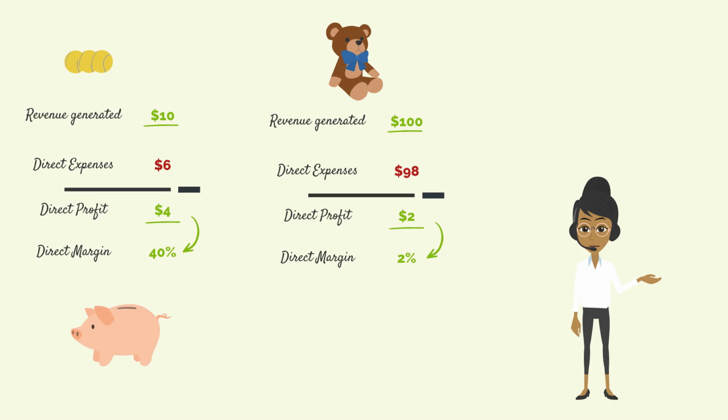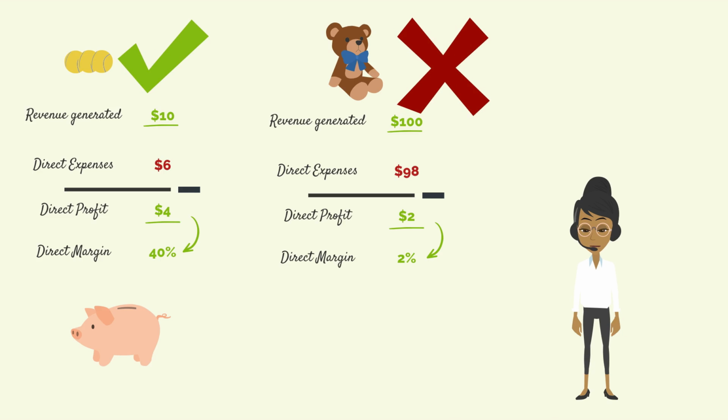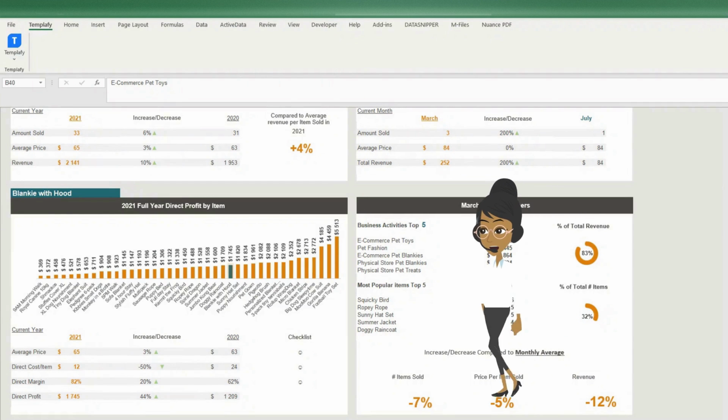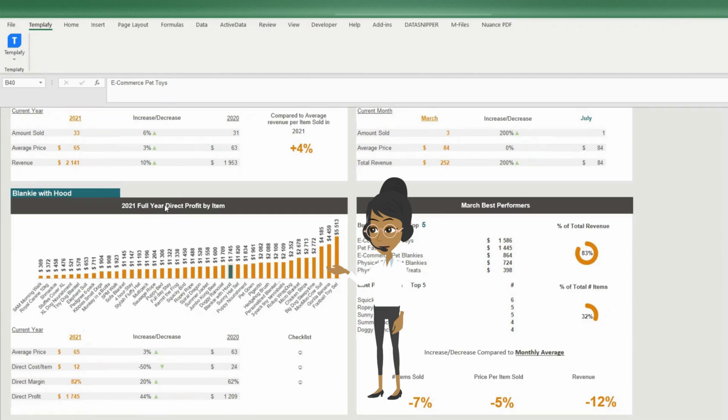Which of these items would you prefer? I would take the 3-pack tennis balls time and time again. Although at first sight it might seem that the plush toy is generating more revenue, I believe you should focus on direct profit and not just revenue, and from now on, so should you. You can find the direct profit, direct margin, and direct cost per item in the following graph.